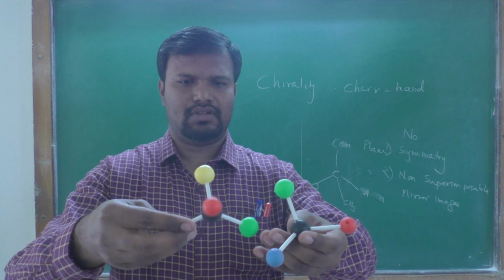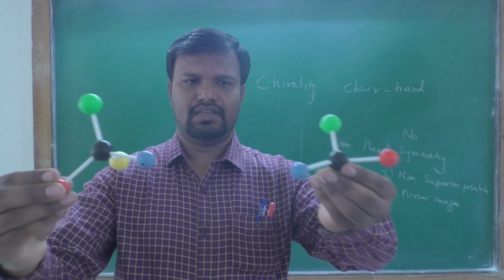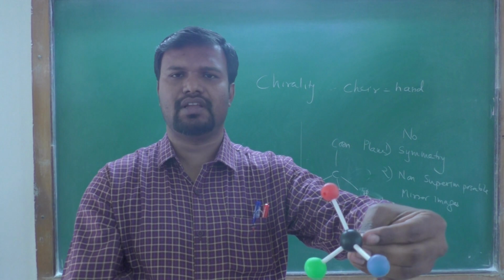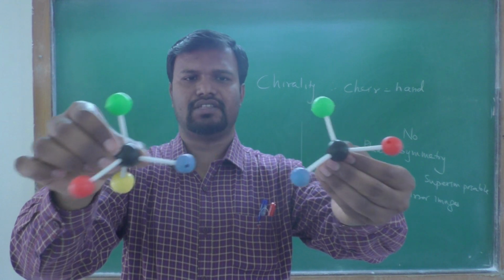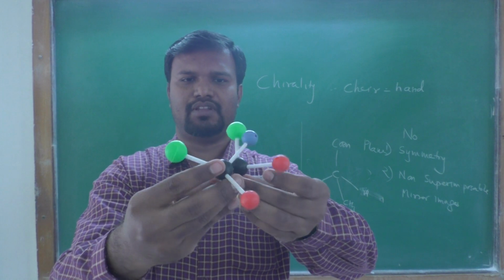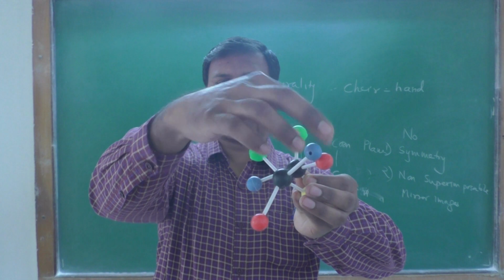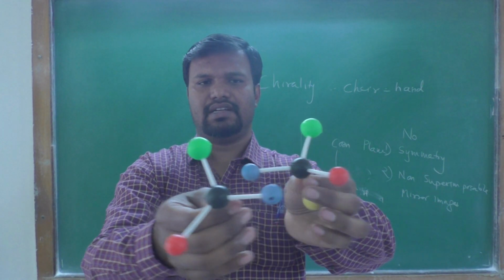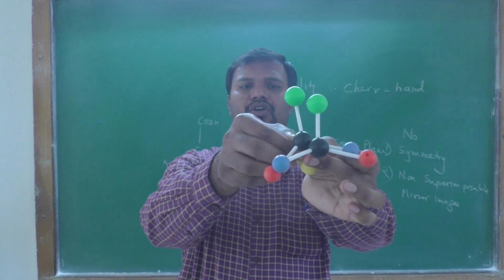First molecule. You can see these two are mirror images. If you put the mirror, it shows the mirror image. These are mirror images, but they are non-superimposable mirror images. You can see at the red ball there is a blue one, and at the blue ball there is a red one. Like that, these two molecules are not superimposable on each other.